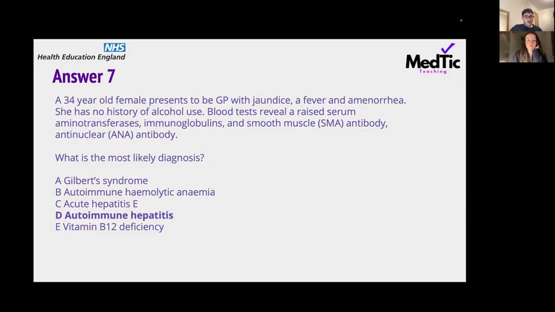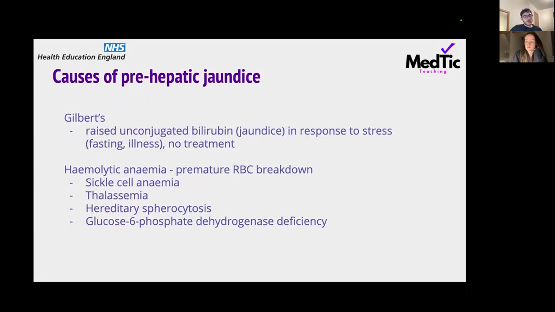Okay, so the answer was autoimmune hepatitis. So if we start by thinking about pre-hepatic causes of jaundice, so Gilbert syndrome, which is a raised and unconjugated bilirubin causing the jaundice, usually in response to stress like fasting and illness, and you don't need to treat it. And just as a recap, red blood cells are mainly broken down in the spleen. So it becomes unconjugated bilirubin before it's conjugated within the liver.